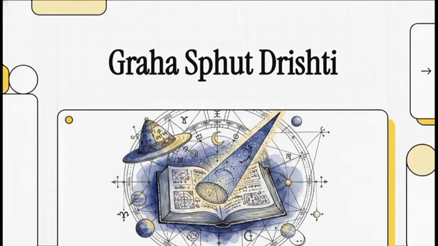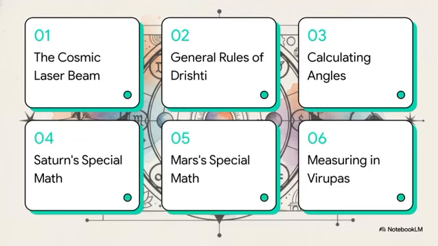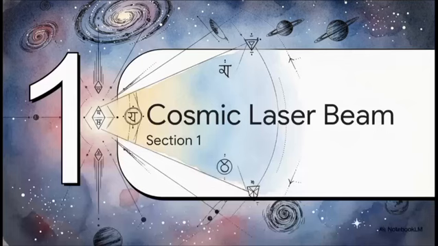So prepare yourselves, because we are moving way beyond simple zodiac signs today and getting deep into the exacting geometric formulas laid down by Sage Parashara thousands of years ago. So, here's our roadmap for today's explainer. 1. The cosmic laser beam. 2. General rules of Drishti. 3. Calculating angles. 4. Saturn's special math. 5. Mars's special math. And finally, 6. Measuring strength and Virupas. I'll be your guide, step by step. Let's do this.